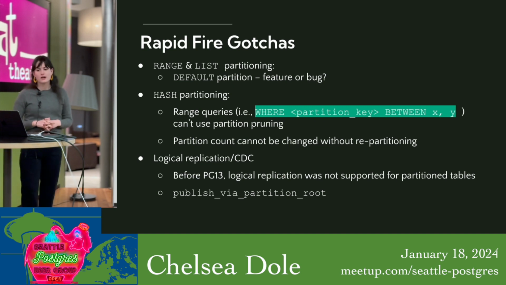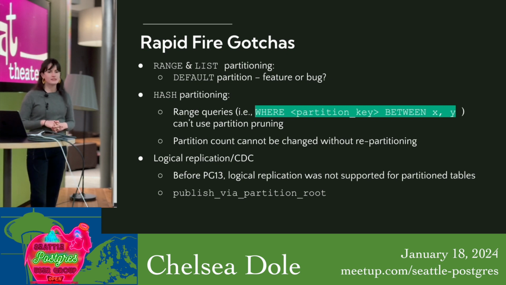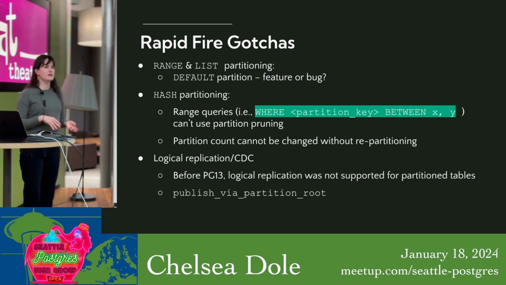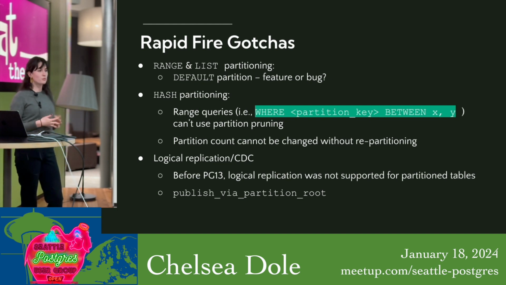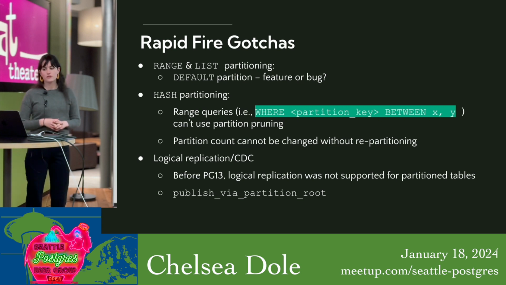Hash partitioning, you need to really be aware of range queries. So for example, if I say select where partition key is between X and Y, Postgres is not able to use partition pruning effectively here. Because every value is hashed, it's not a direct hit on any given partition. It logically must scan every partition at this point. So it kind of does away with some of the benefit there. So if you're doing range, you really want to make sure that you're probably leaning towards range queries.